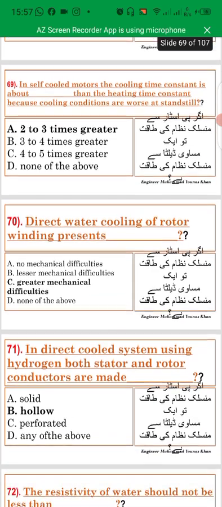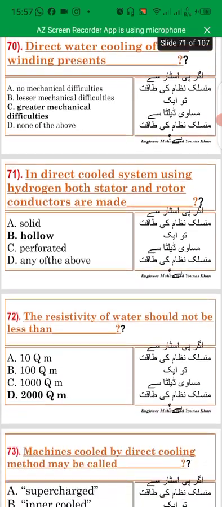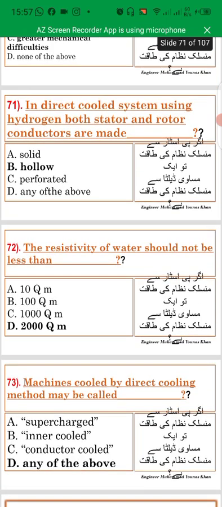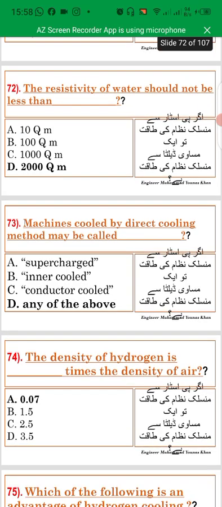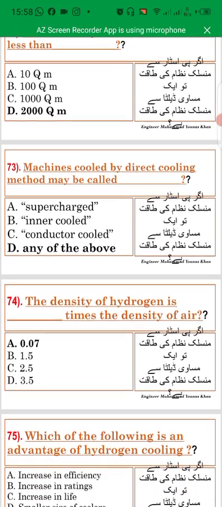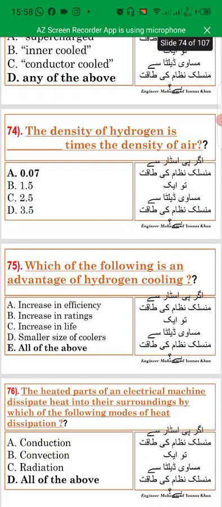2 to 3 times. Direct water cooling of rotor winding presents greater mechanical difficulties. In direct cooled systems using hydrogen, both stator and rotor conductors are made hollow. The resistivity of water should not be less than 2000 ohm-meter. Machines cooled by direct cooling method may be called any of the above: supercharged, intercooled, conductor cooled. The density of hydrogen is 0.07 times the density of air.